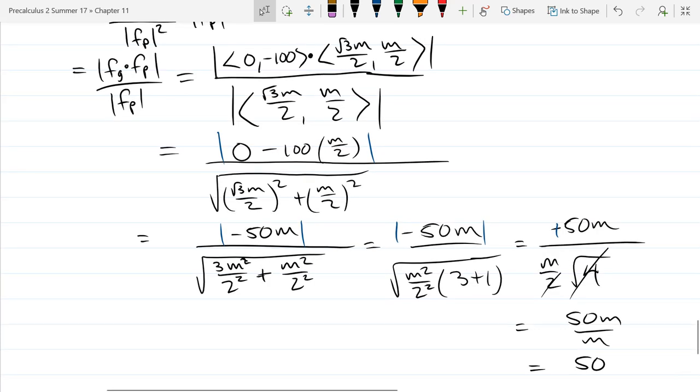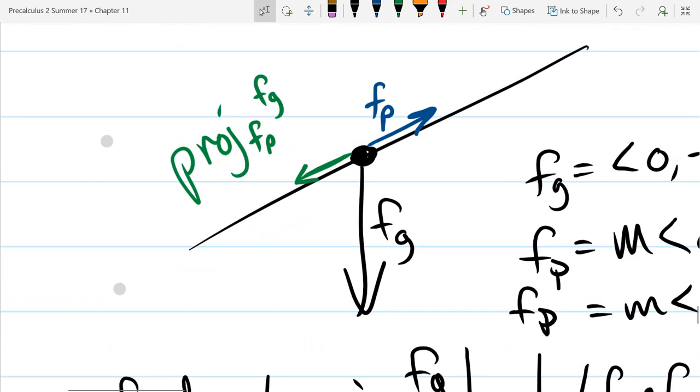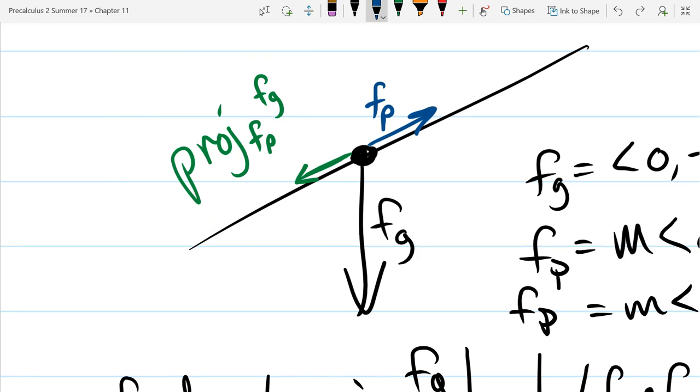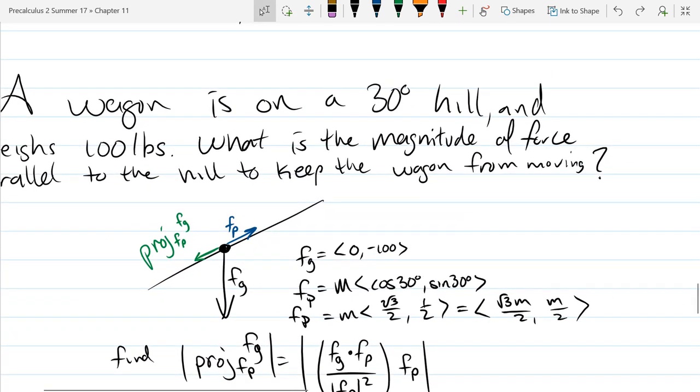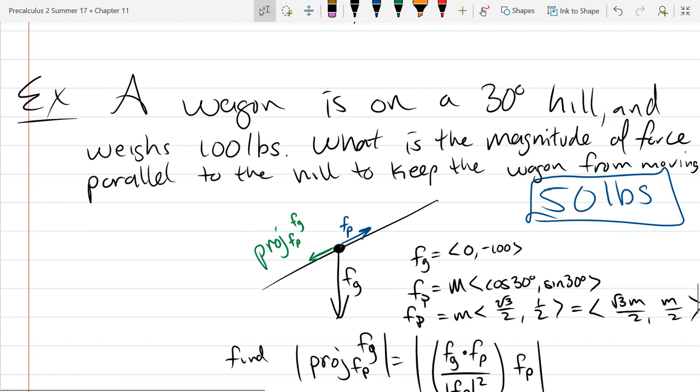So that is the number of pounds, that's the magnitude of this downhill force. So it's basically moving in the downhill direction with a force of 50. So to counter that, we better pull uphill with a force of 50. So the answer is 50 lbs, 50 pounds. That's what it takes to keep this 100 pound wagon from falling down the hill.